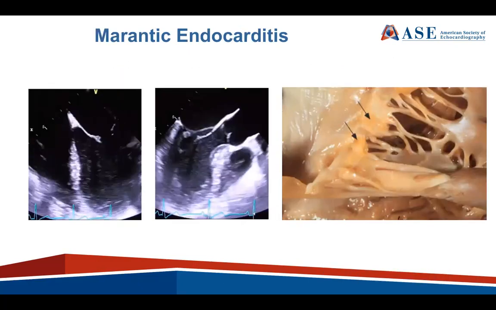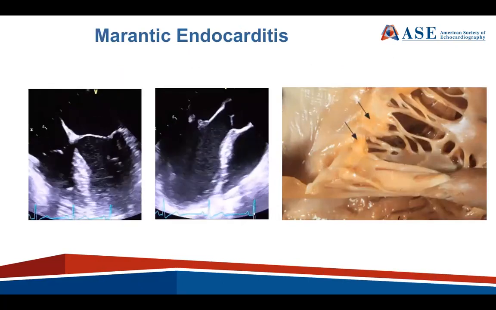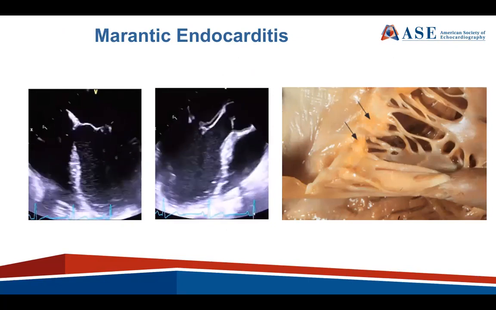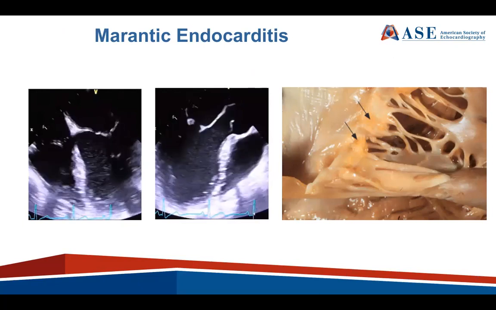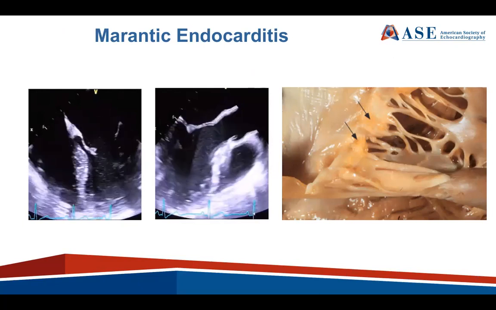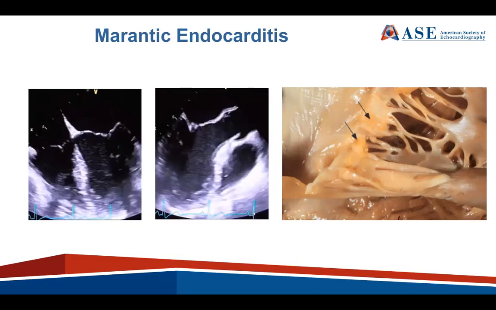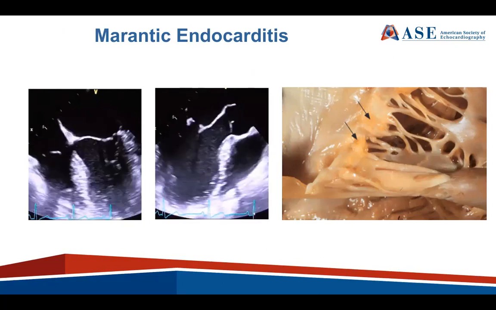Now, marantic endocarditis is also known as non-bacterial thrombotic endocarditis. And this is a deposition of sterile. So again, we talked about sterile and non-sterile endocarditis. This is sterile platelet thrombi on the heart valve, mostly the aortic and mitral valve. It's non-infectious, mostly impacts the aortic and mitral valve.